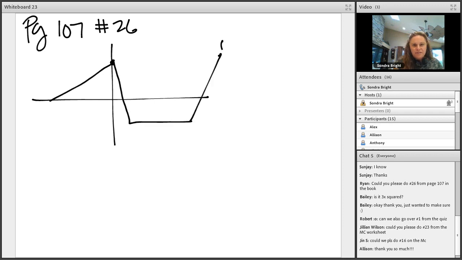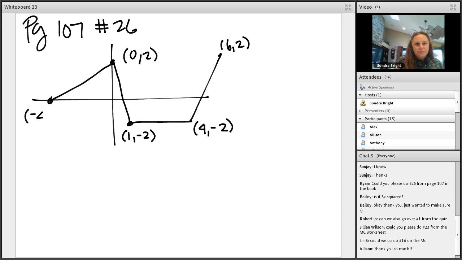Okay, and they actually gave you points. 6, 2. This one was 4, -2. This point here was 1, -2. That point here is 0, 2. And then this one is -4, 0. All right, so here is f of x, and they want you to graph the function's derivative.